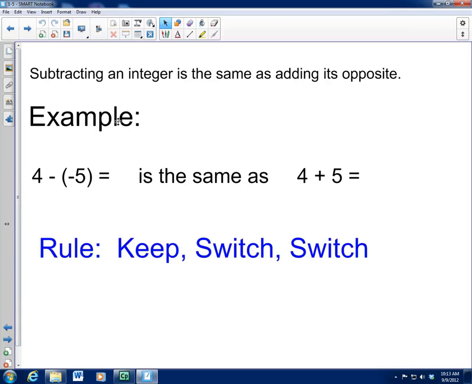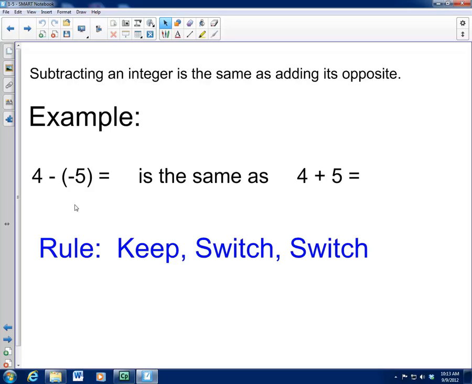Okay, it says subtracting an integer is the same as adding its opposite. And I have an example here for you. We have 4 minus -5. That's the exact same thing as saying 4 plus 5, okay, because we're adding the opposite of that -5. All right, and the rule that we're going to use to help us remember all this is going to be keep, switch, switch.